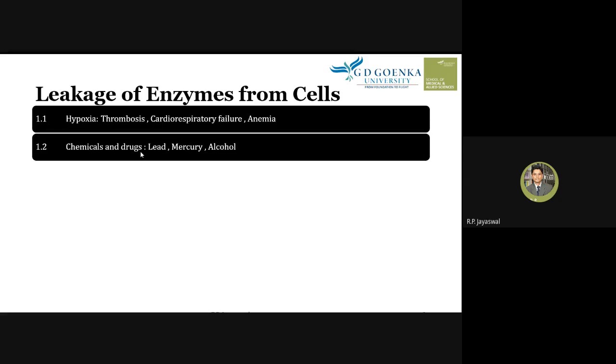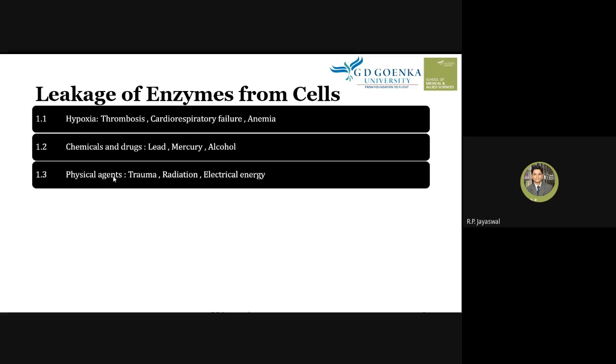Next are chemicals and drugs. These chemicals and drugs that we take from the outside, especially lead, mercury, and alcohol, cause leakage of enzymes from the cell.